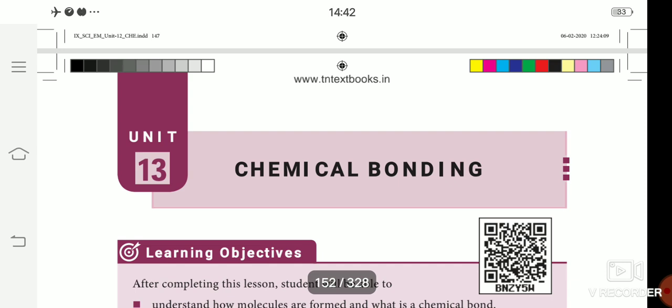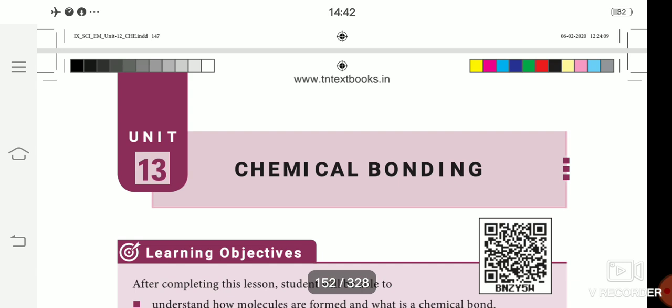So the shared electrons become common to both the atoms. The covalent bond is otherwise also called an atomic bond.